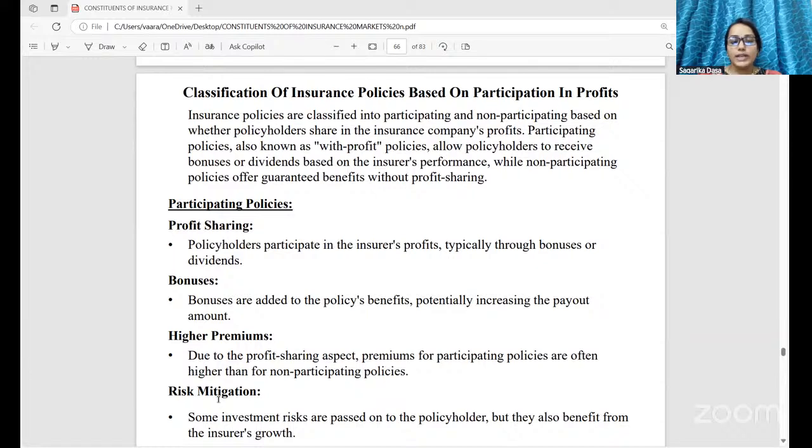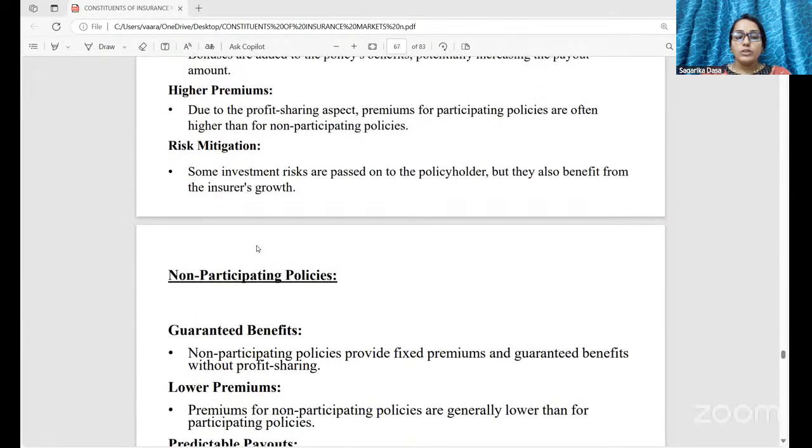And risk mitigation, some investment risks are passed on to the policyholder, but they also benefit from the insurer's growth. So in these participating policies, investment risks are passed on to the policyholders, so they are facing the risk, but along with that, they will get the benefit from the insurance company. These are some of the elements we can see in the participating policies.